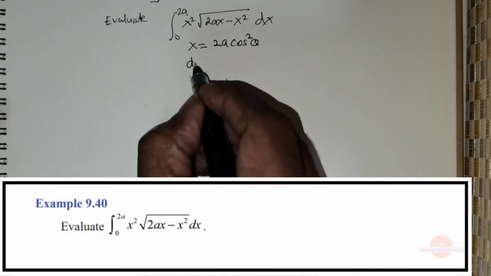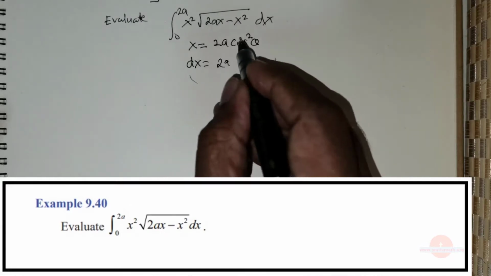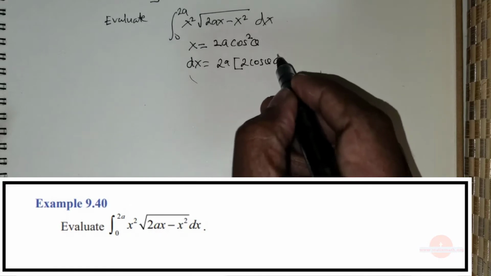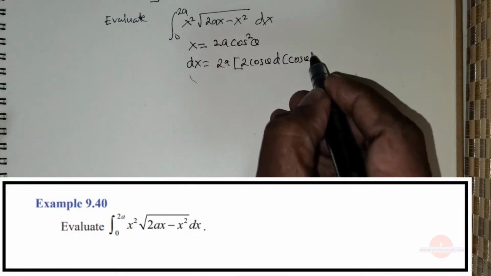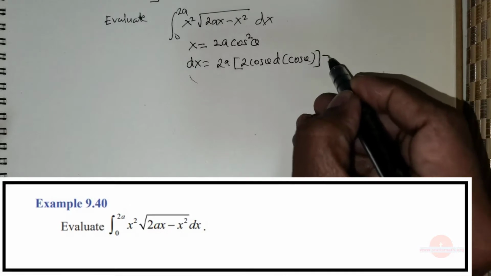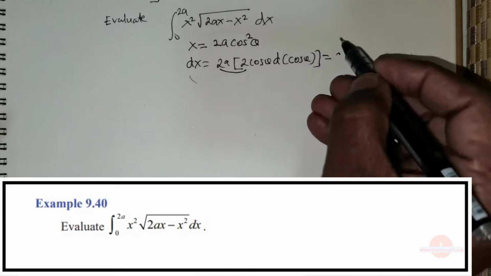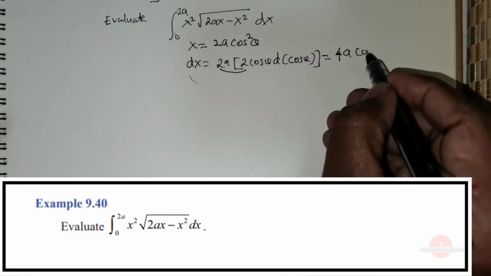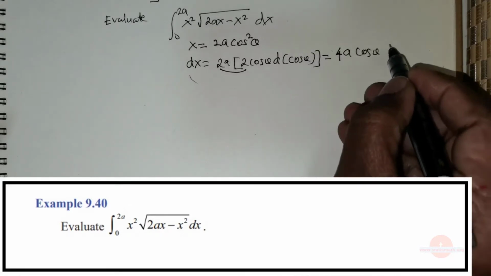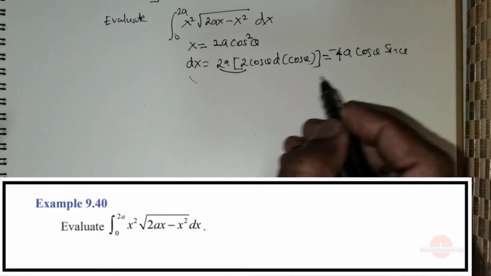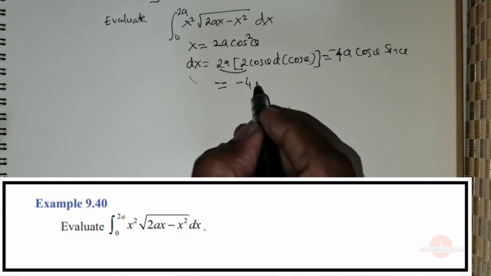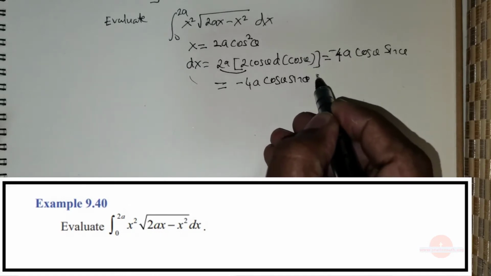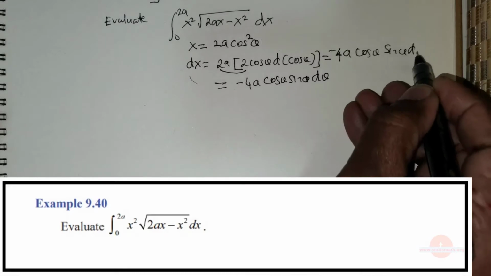Now if you differentiate this, you get dx equal to 2a times the differential of cos squared theta, which is 2 times cos theta times the differential of cos theta. So that is 2 times 2a, which gives 4a cos theta times the differential of cos theta, which is sin theta with a negative sign. So you now have dx equal to negative 4a cos theta sin theta, and of course you need to place d theta.